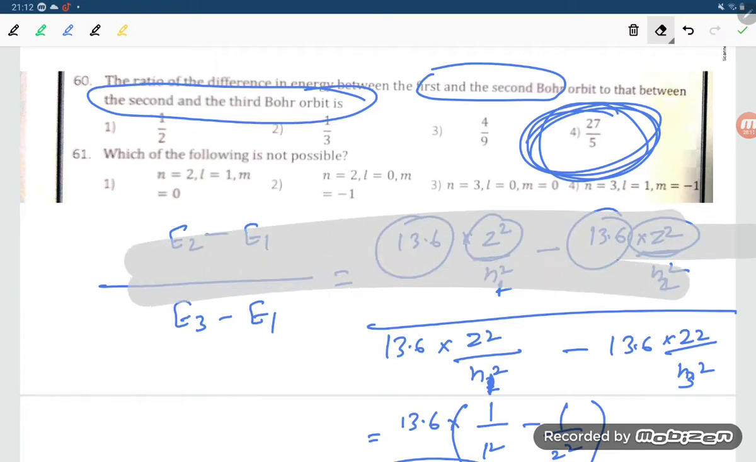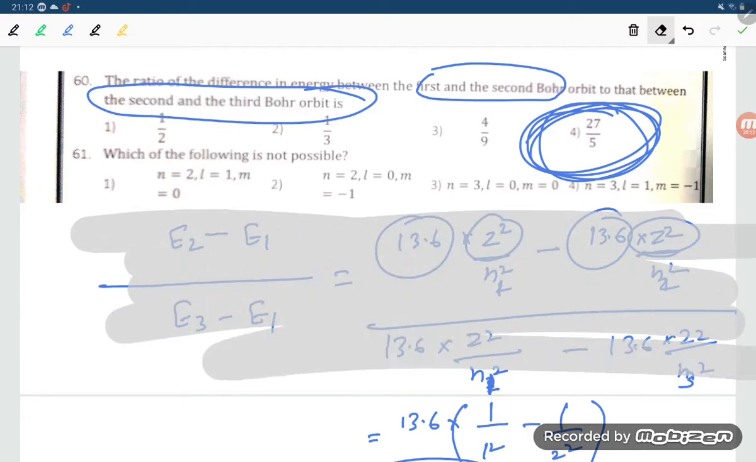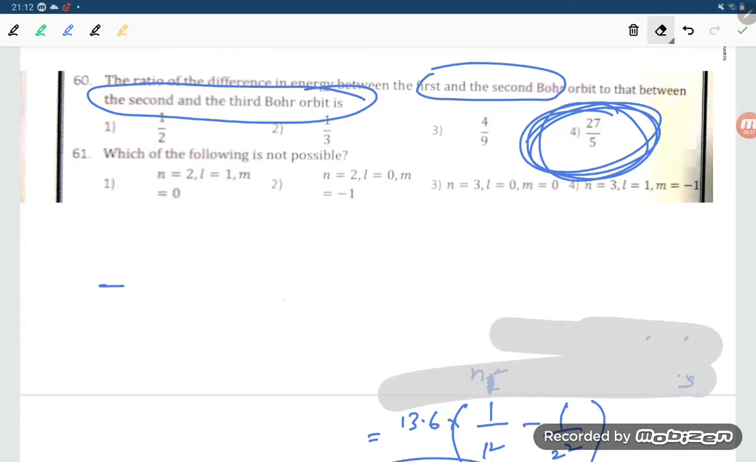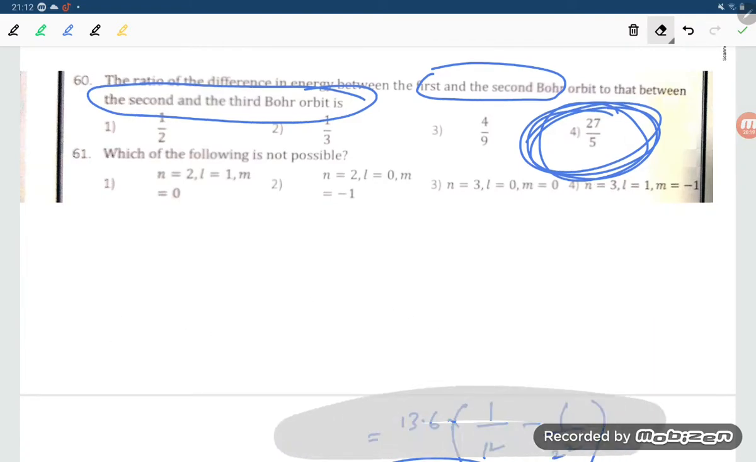Some questions are really tough, student. Nice questions are given. Make a note of this, student. This is actually a skipping question, but if you have enough practice, you can easily solve it. Which of the following is not possible?